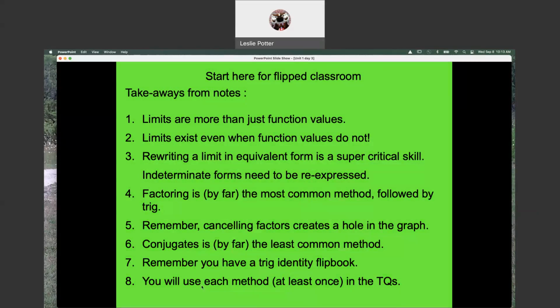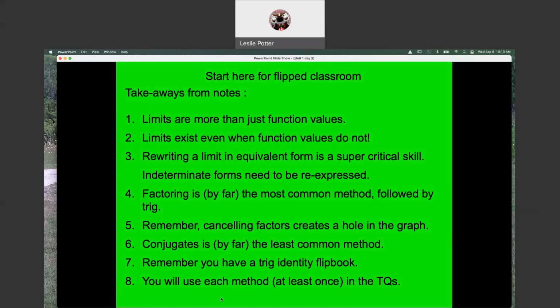And then just a reminder, you have your trig identity flipbook. And when can you use your trig identity flipbook? All the time, right? I'm never going to take it away. College Board will take it away. They won't let you use it. But I will never take it away. And then I mentioned this just a second ago: you're going to use each method at least once on your topic lessons.